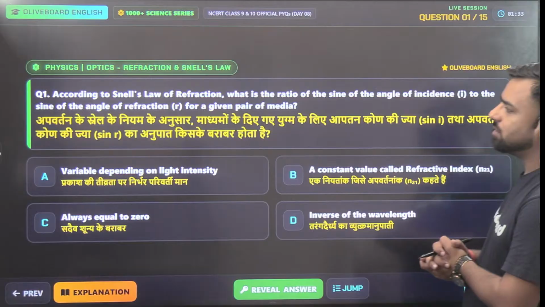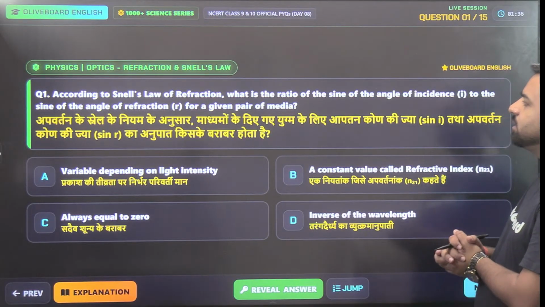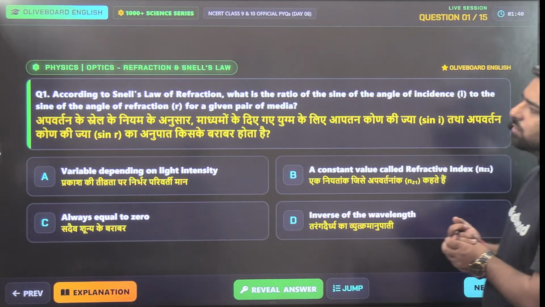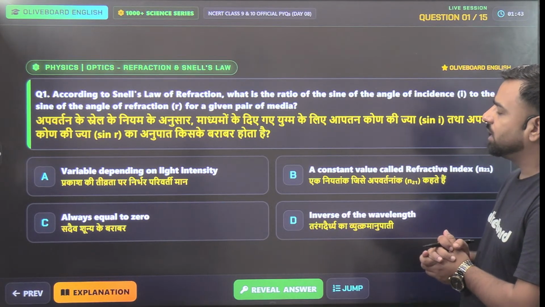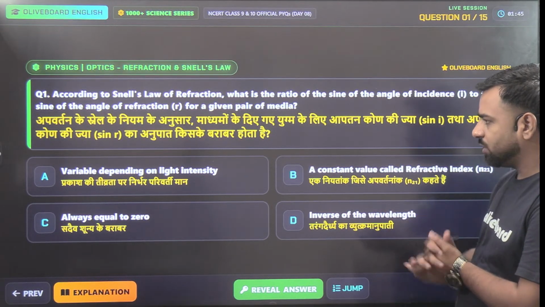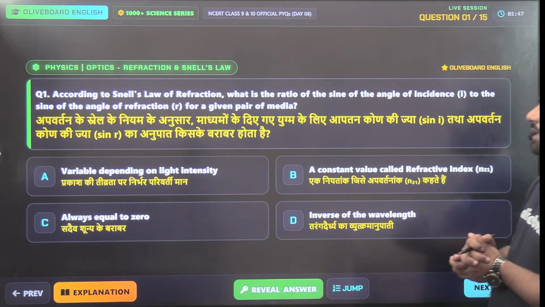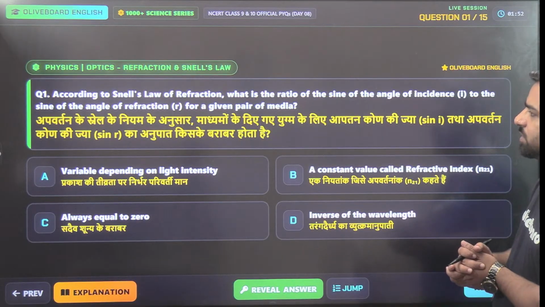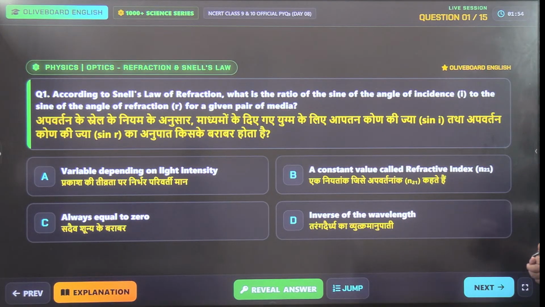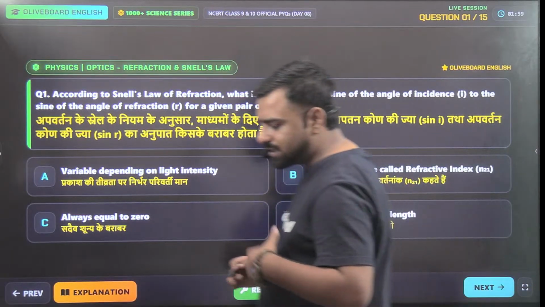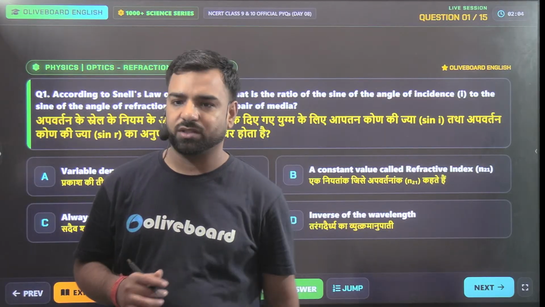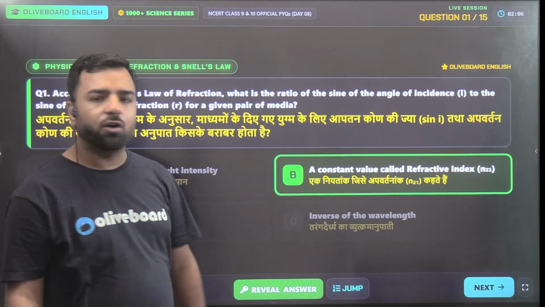According to Snell's law of refraction, what is the ratio of sine of the angle of incidence to the sine of angle of refraction for a given pair of media? We have four options: variable depending on light intensity, a constant value called refractive index, always equal to 0, or inverse of the wavelength. So what should be the answer? So guys, according to Snell's law of refraction, we know the sine of angle of incidence to the sine of angle of refraction is always constant, right? So according to that, we'll get option number B as the answer.